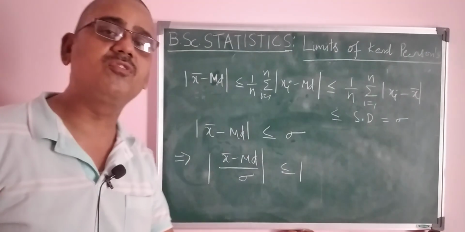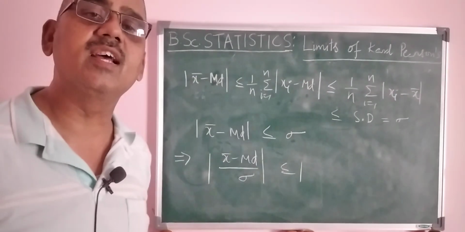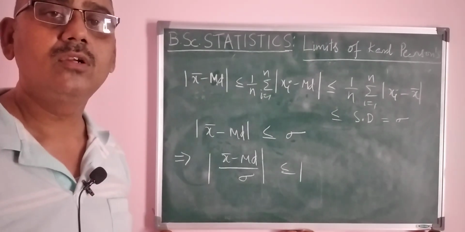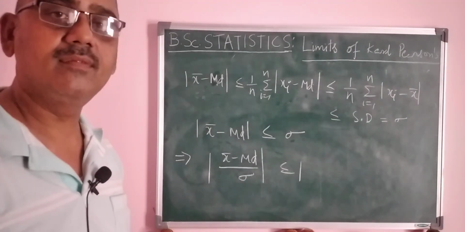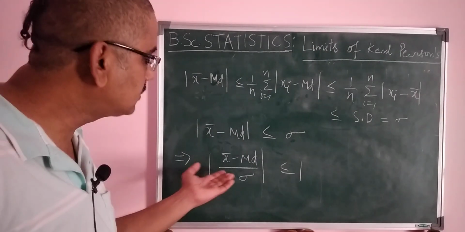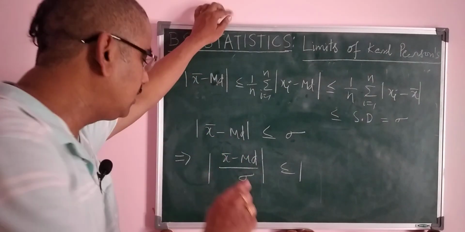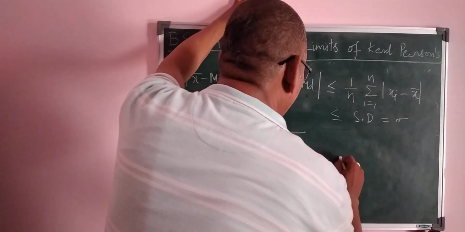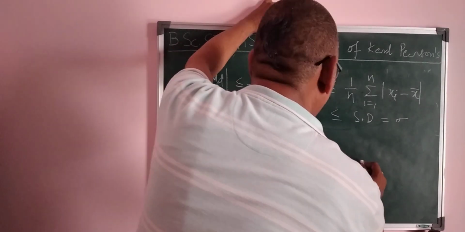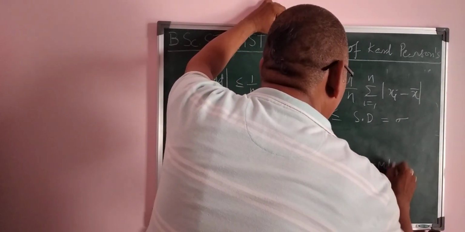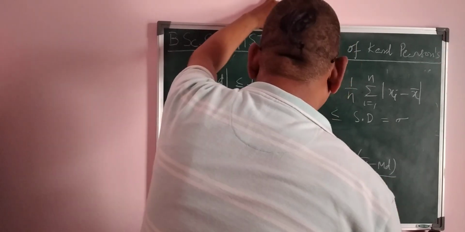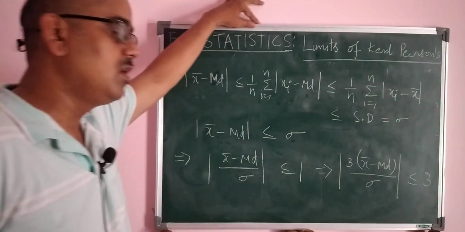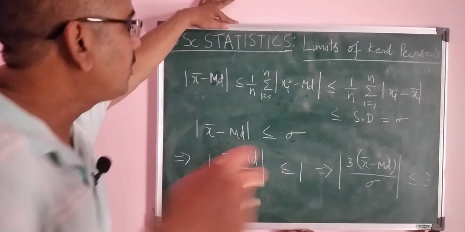But our formula of Karl-Pearson coefficient of skewness is 3 multiplied by this. Okay? So if you multiply with 3, what will you get? I am multiplying with 3, which implies modulus of 3 multiplied by x bar minus median divided by sigma is less than or equal to 3. Okay?